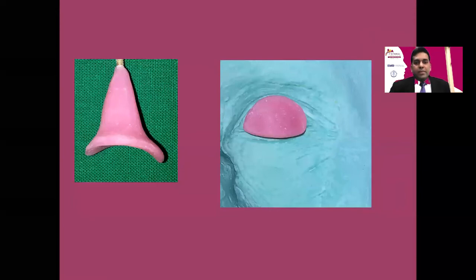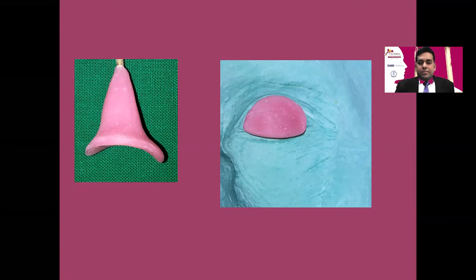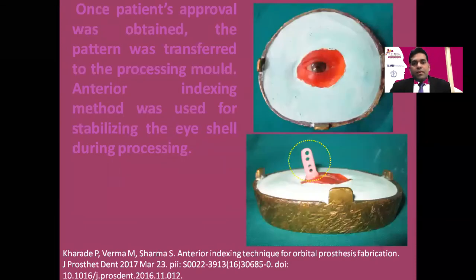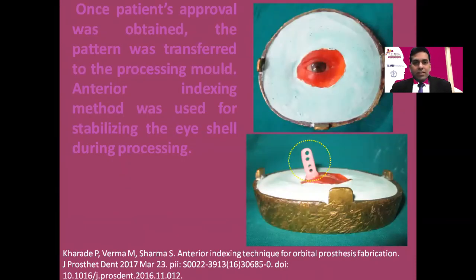So it will prevent damage of this original eye shell. And this is what I was discussing about. Once you have refined the fitting area with impression material, you can directly flask it, or you can directly place it in the denture flask or Hanau flask, and then it can be processed.